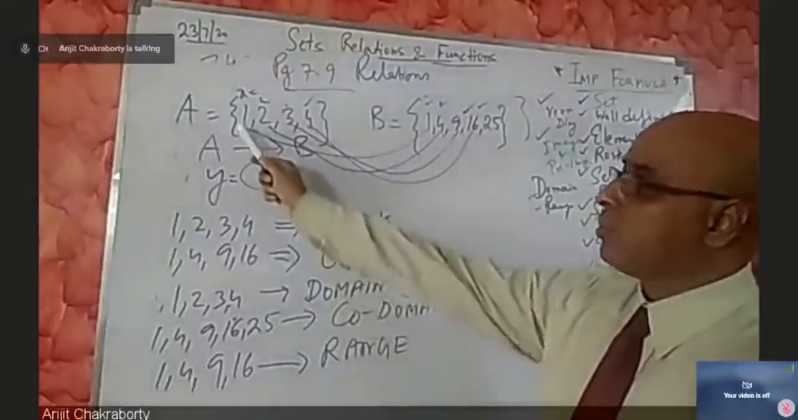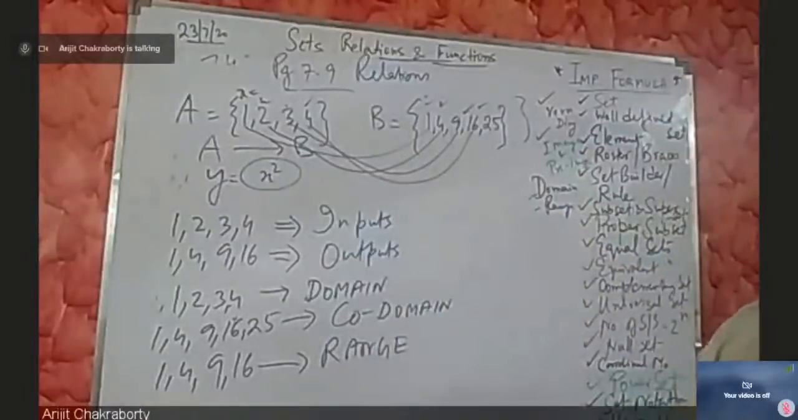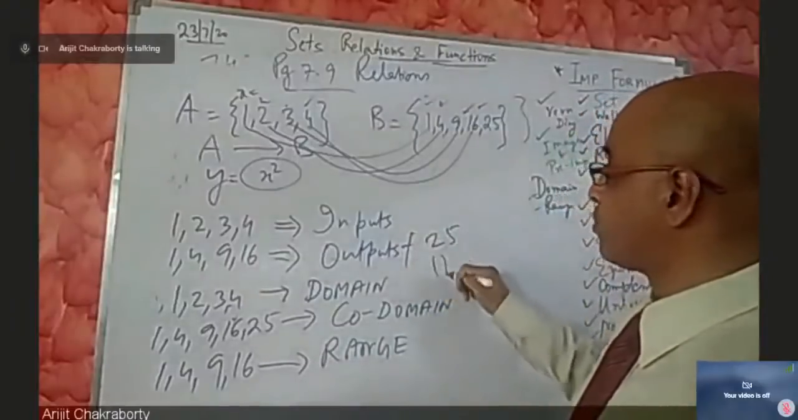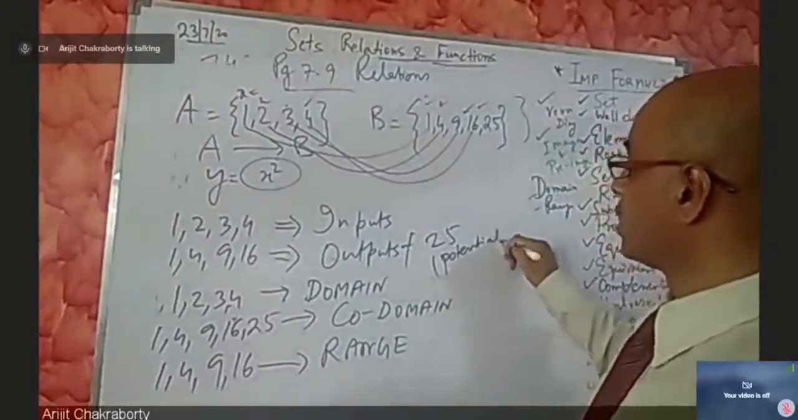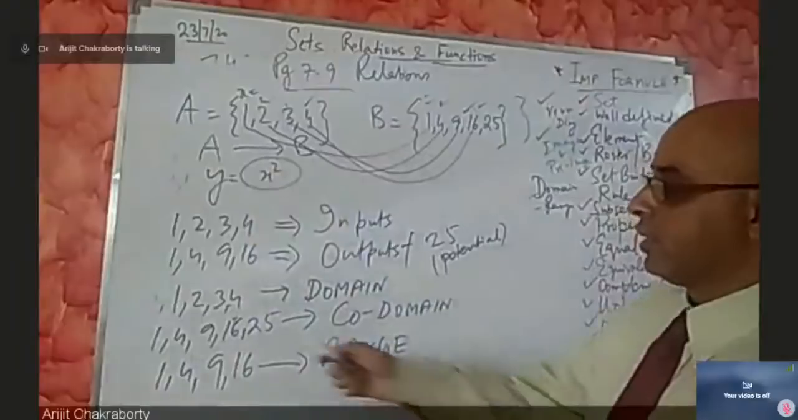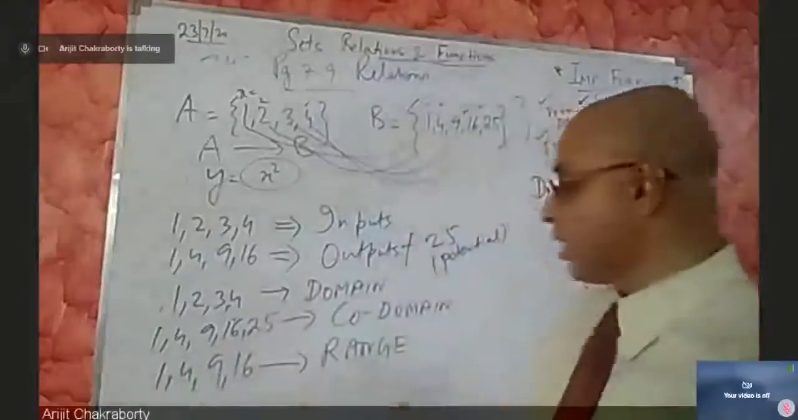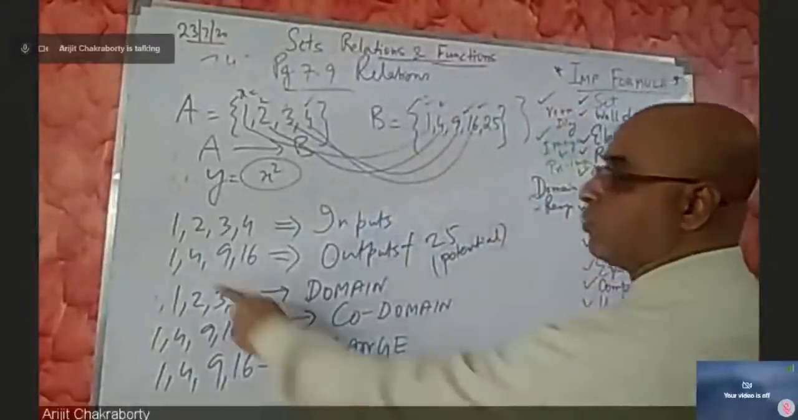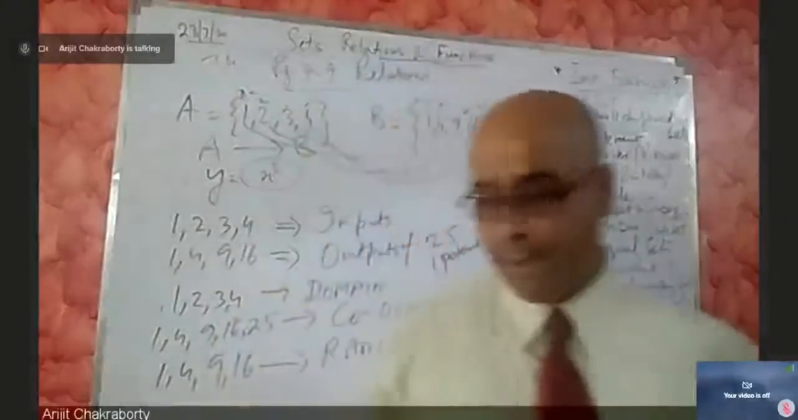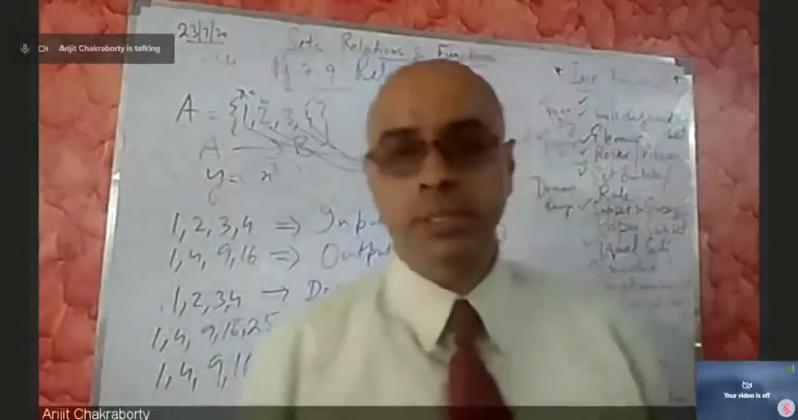Inputs are 1, 2, 3 and 4. X has the value 1, 2, 3 and 4. Output is 1, 4, 9 and 16, of course plus 25 also because it's a potential output. 1, 2, 3, 4 is called the domain of the function, and 1, 4, 9, 16, 25, everything put together, is the codomain, and the actual output 1, 4, 9, 16 is called the range. I hope this is clear.